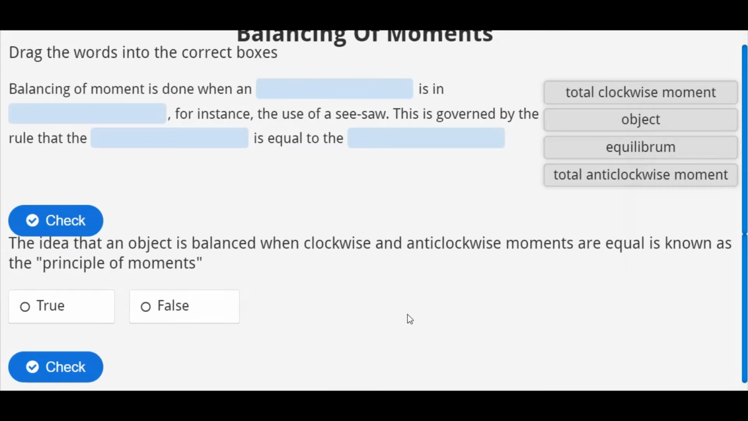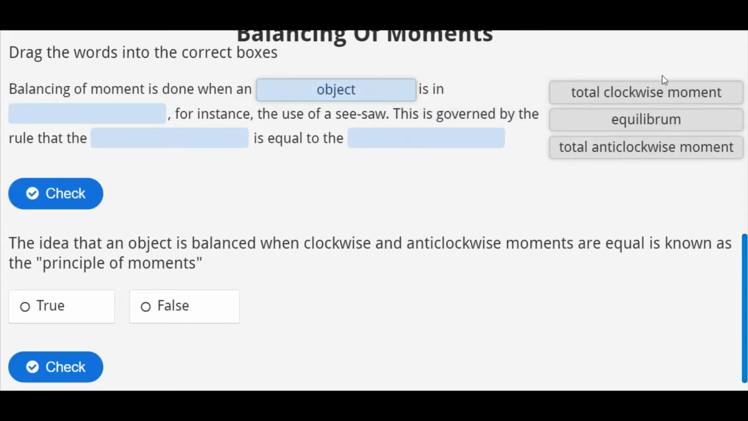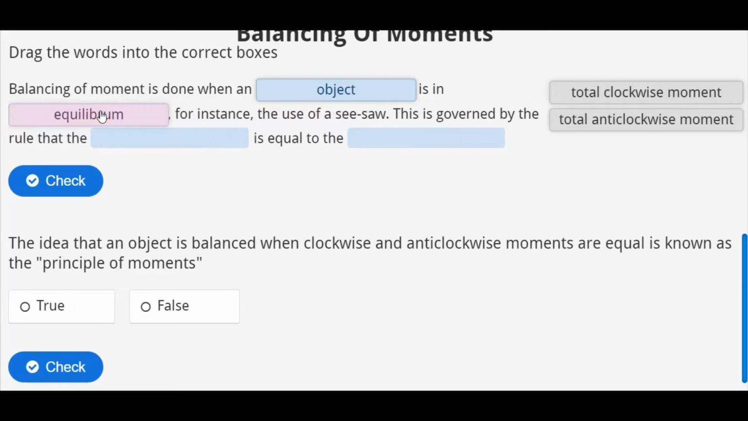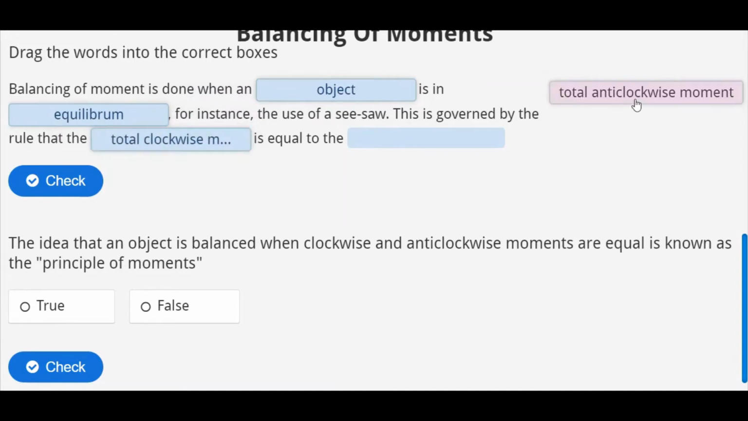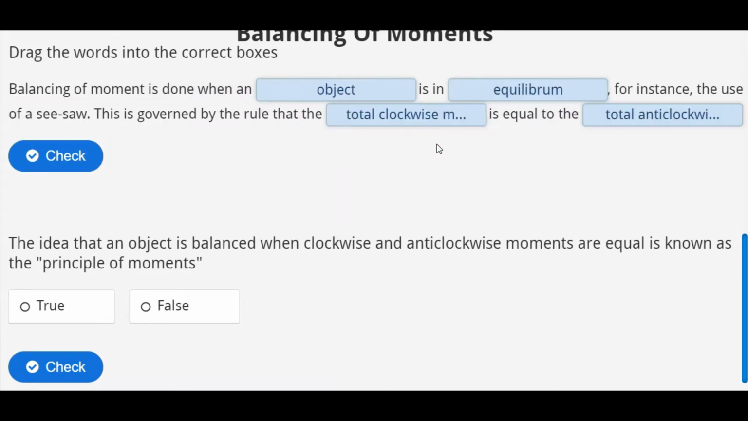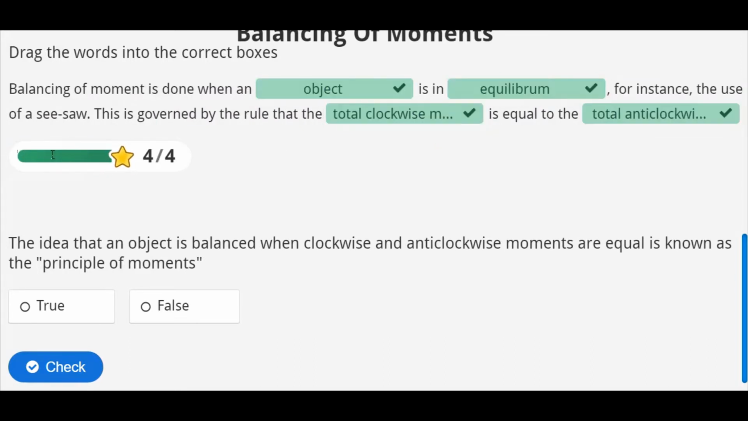Now, balancing of moments. Now, let's drag the following words into the correct boxes. Balancing of moment is done when an object is in equilibrium. For instance, the use of a seesaw. This is governed by the rule that the total clockwise moment is equal to the total anti-clockwise moment. Can we check? Correct.